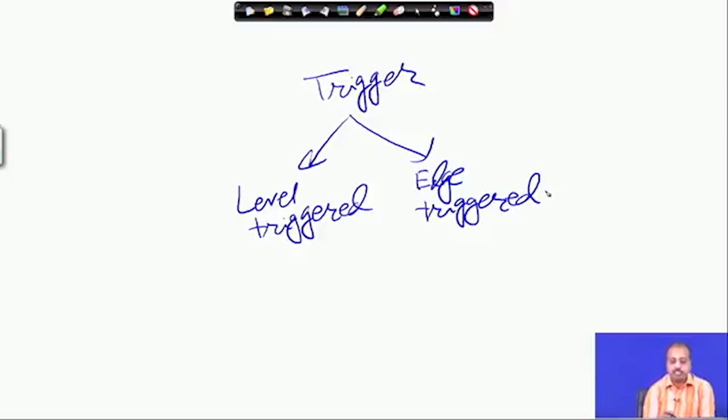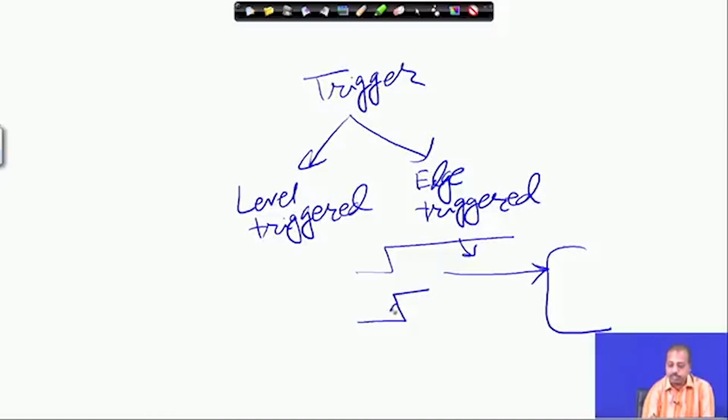Level triggered means if this is the processor and this is the interrupting line, then for a level triggered interrupt, for the line to be sensed, the level of the interrupt should be high. So, it is like this, and the high value will be sensed by the processor. On the other hand, edge triggered means the edge will be sensed. So, this rising edge will be sensed as the interrupting point. For this rising edge sensing to happen, we should be able to latch the occurrence of this particular event.